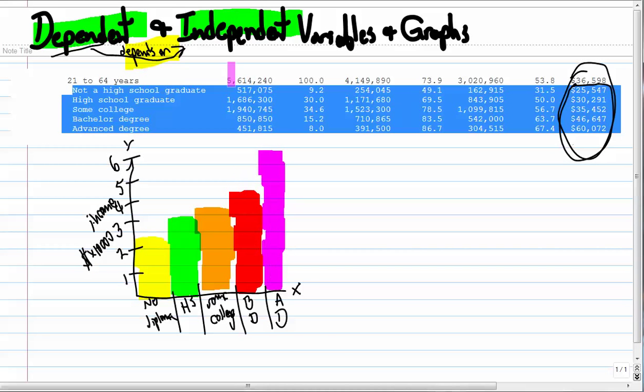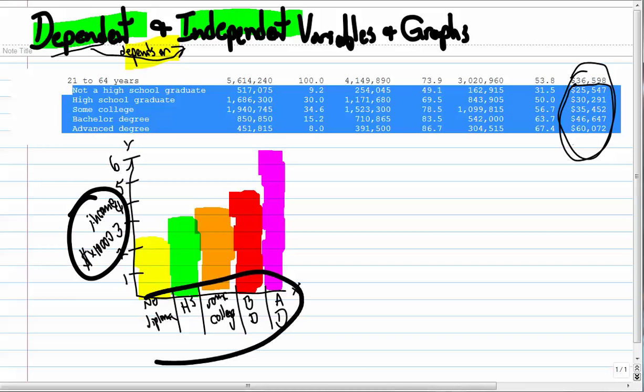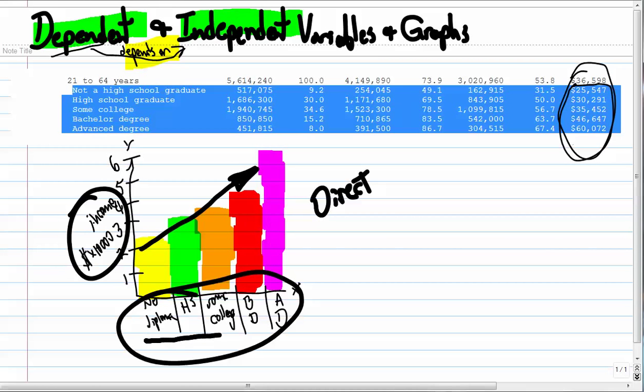So this is a graph that shows you how your income depends on how much education you get. And look at the way that this goes. That tells you that this is a direct relationship. In other words, when one thing goes up, the other thing goes up. So if your amount of education goes up, then the amount of money that you're probably going to make goes up. So that's a video about dependent and independent variables and graphs.